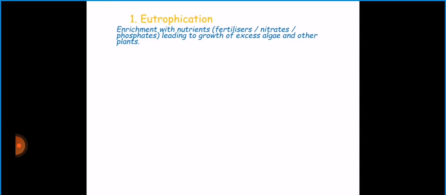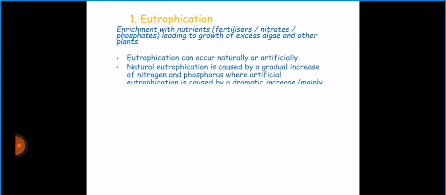So eutrophication is when water is enriched with nutrients such as fertilizers, nitrates, phosphates, and that leads to growth of excess algae and other plants in the water. So eutrophication can occur naturally or artificially. Natural eutrophication occurs when there is a gradual increase of nitrogen and phosphorus in the water, whereas artificial eutrophication is caused by a dramatic increase in these nitrates and phosphates in the water. And this dramatic increase would mainly be due to runoff from fertilizers from farming land.